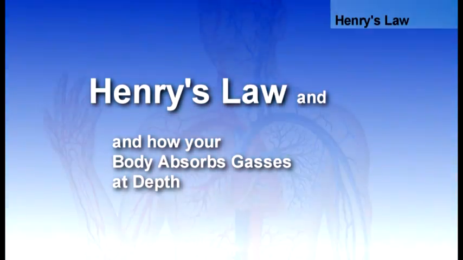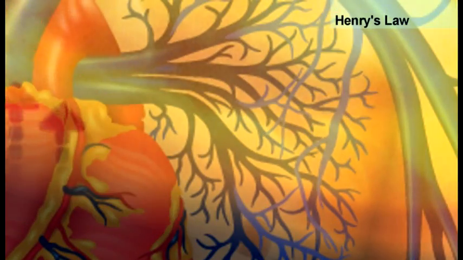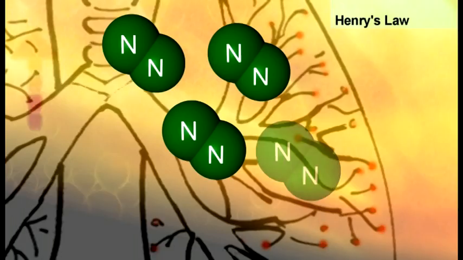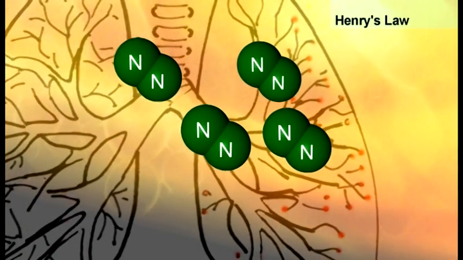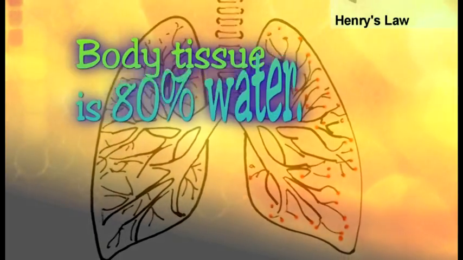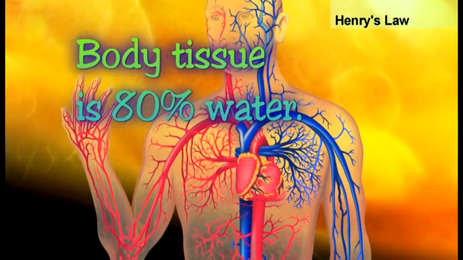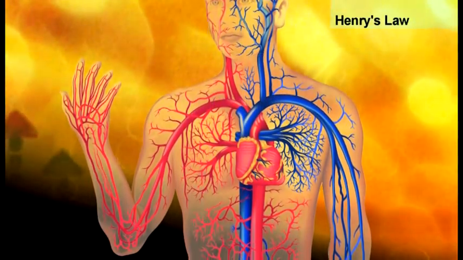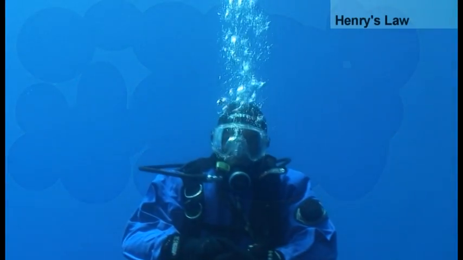This gas exchange occurs in the tiny sac-like vessels called the alveoli. Nitrogen is a gas that is most readily absorbed into the blood and body tissues. Body tissue is roughly 80% water. When a diver ascends slowly, the gas or air will outgas back into its gaseous form and will safely be expelled from the lungs.